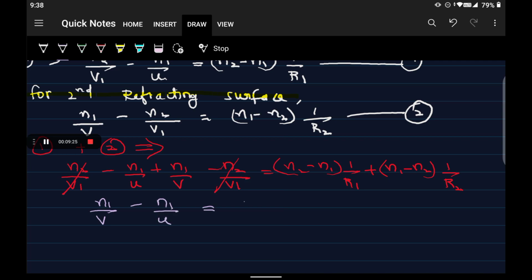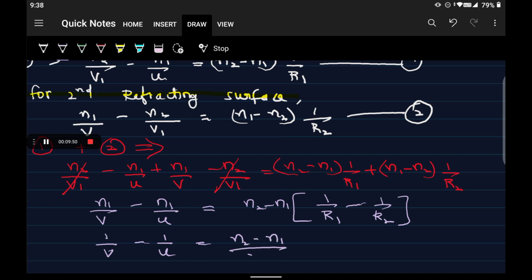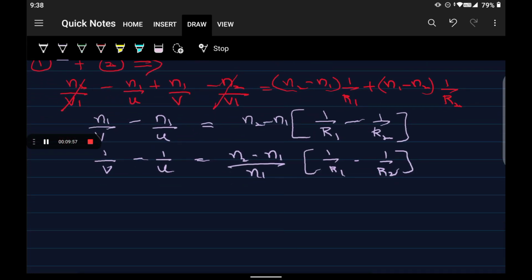Here, if you take N2 minus N1 outside, you will be getting 1 by R1, and if you interchange N1 and N2 in the second one, you will be getting minus 1 by R2. Now N1 can be taken outside and brought towards the other side. So 1 by V minus 1 by U is equivalent to N2 minus N1 divided by N1 into 1 by R1 minus 1 by R2. So this also can be written again like this.